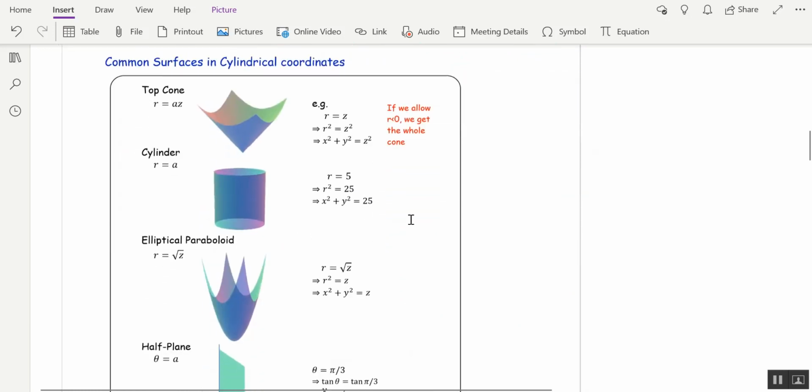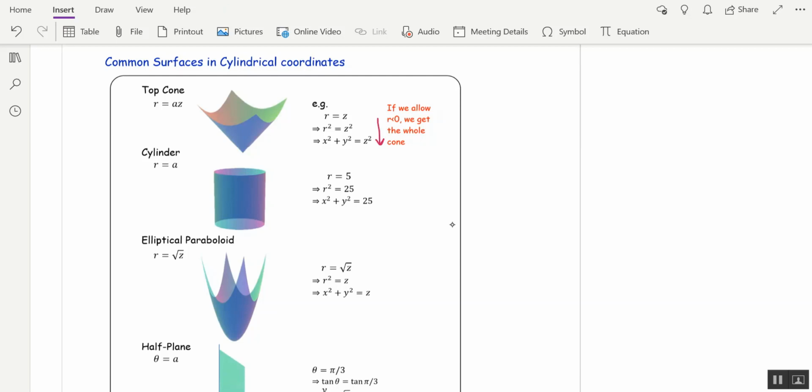Okay, so now let's look at some common surfaces in cylindrical coordinates, and these we will be using in the next section to integrate over. So the main surfaces in cylindrical coordinates that are going to come in handy are cones. Cones are going to be r equals any constant times z. So for example, r equals z is a cone, and we're going to get the top of the cone because we want r to be positive.